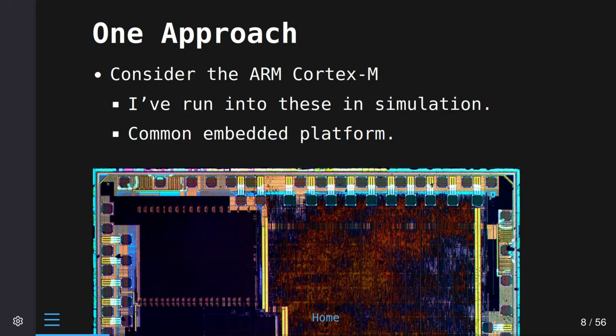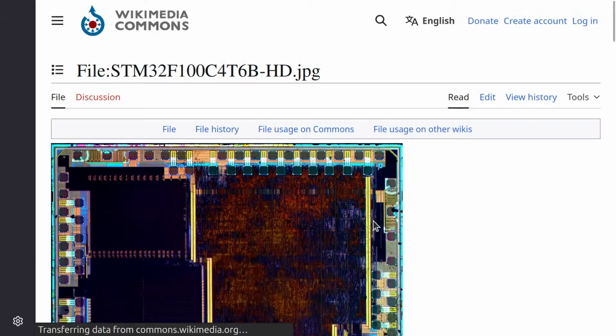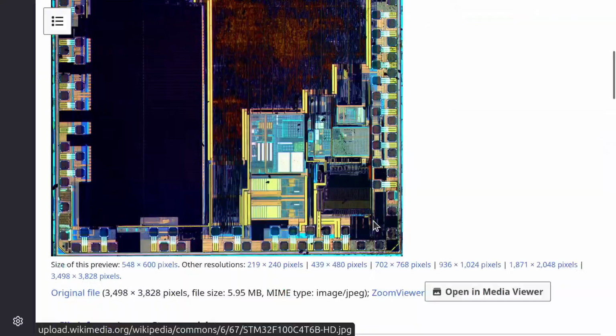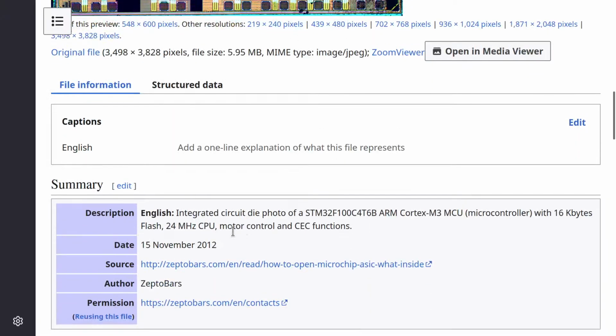I don't really expect any of us as humans to be able to look at a die of a CPU and actually infer what we're looking at, but there's a picture of it. There it is. Integrated circuit die photo of... is that number of letters really necessary? Yeah, it probably is actually, right? Has motor control. It's ancient. Oh my gosh, it's from 2012. Okay.